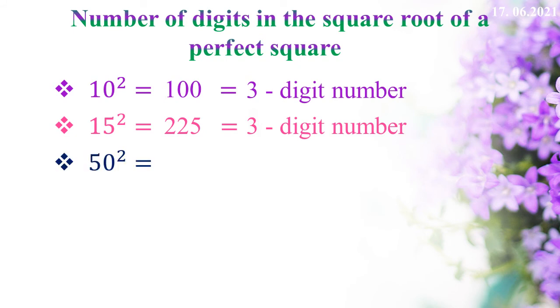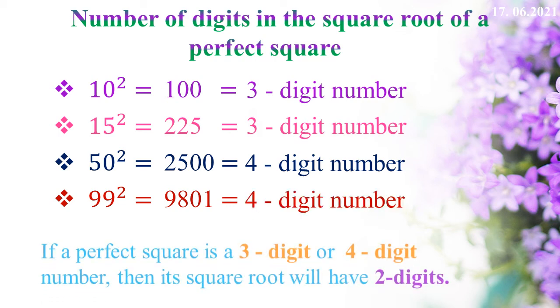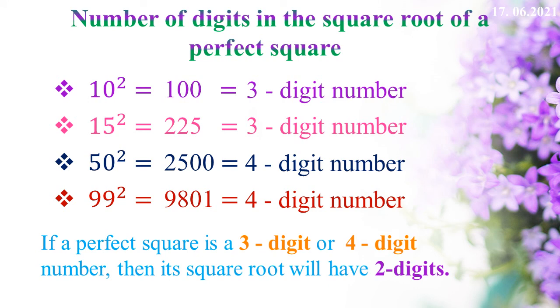Next, 50 square. 50 into 50 is 2500. 2500 is a 4-digit number. 99 square, 99 into 99, is 9801. 9801 is a 4-digit number. We see that if a perfect square is a 3-digit or a 4-digit number, then its square root will have 2 digits.